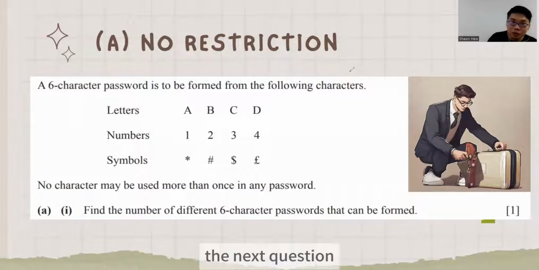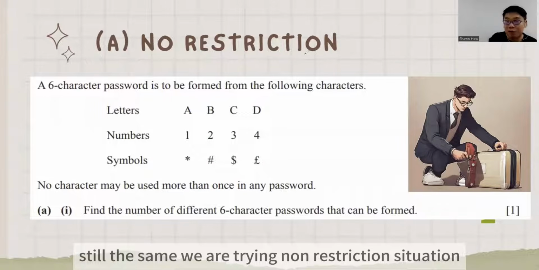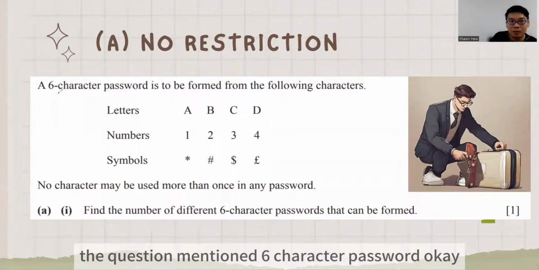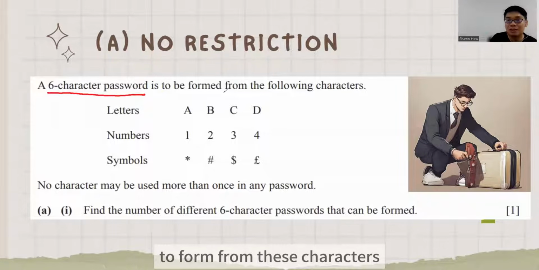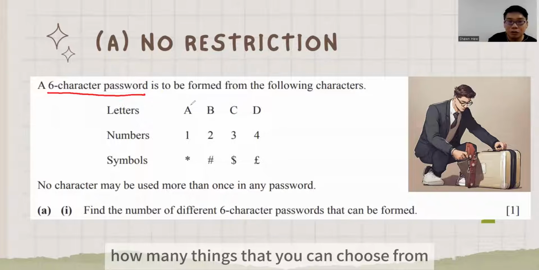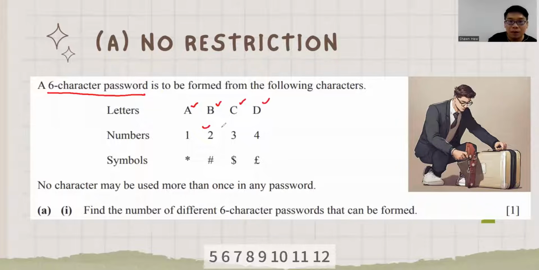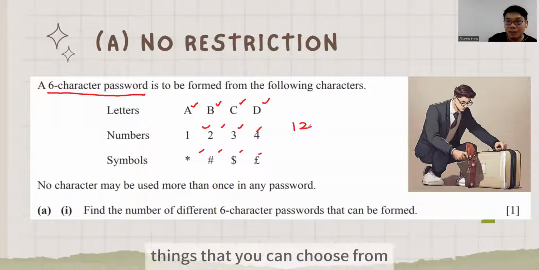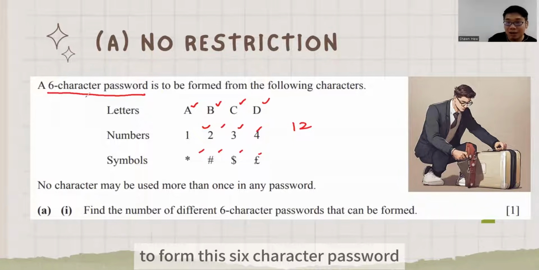The next question, still the same. We are trying a non-restriction situation. The question mentioned a 6-character password, to form from these characters. Don't be scared when you see these. You just go and count how many things you can choose from. So it's 1, 2, 3, 4, 5, 6, 7, 8, 9, 10, 11, 12. So we have 12 things that you can choose from to form this 6-character password.